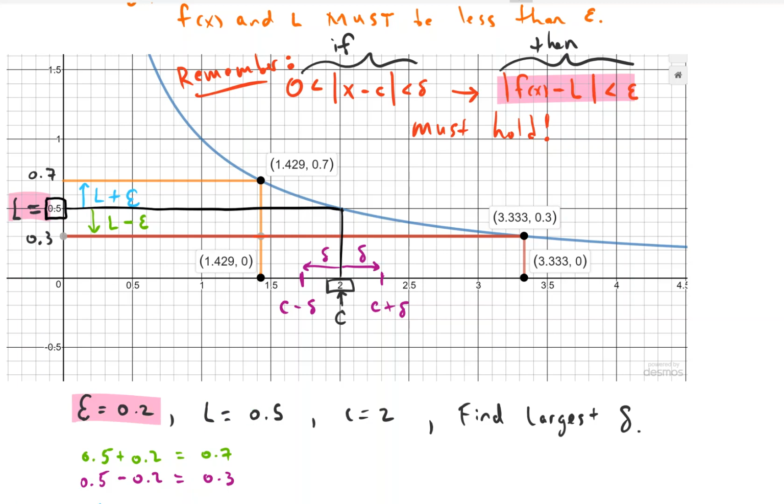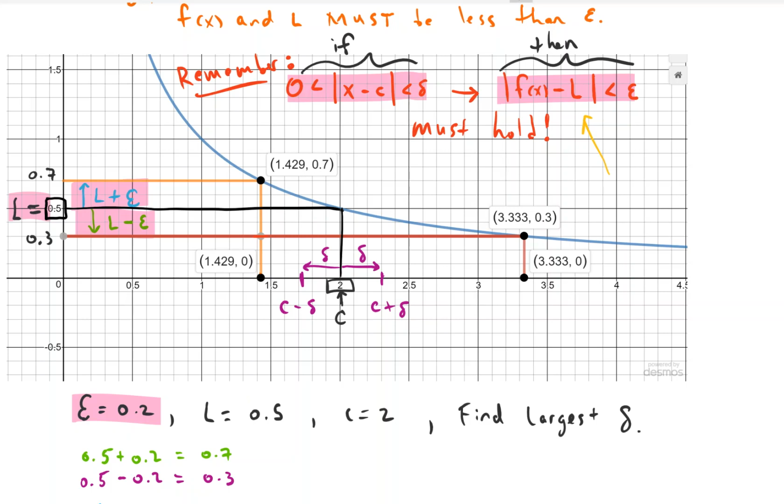Epsilon is 0.2. So if we take the limit plus epsilon, we get to 0.7, and if we take the limit minus epsilon, we get to 0.3. So the boundaries on the y-axis are 0.7 and 0.3. That is this pink interval right here. So what about this interval on the left? What about that interval? Where is that?